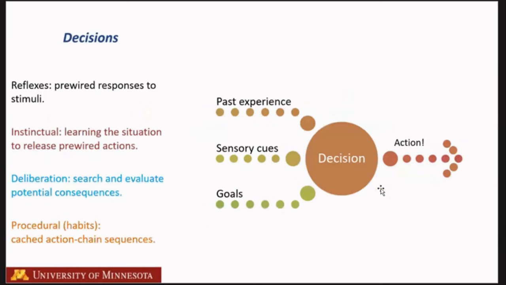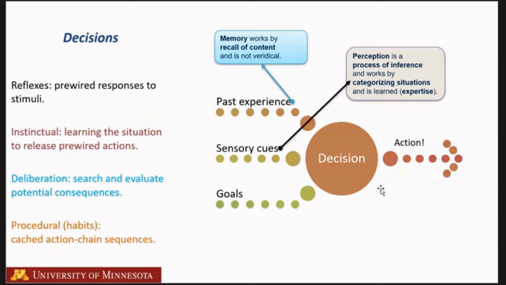So this set of systems is the beginning of the story. I want to point out that in the neuroscience world, we know how memory is stored. We know the mechanisms of memory, that it works by a recall of content, that it's not veridical. We know that sensory cues is a process of inference, that it works by categorizing situations, and that expertise is learning what dimensions you need to pay attention to correctly infer things. That has consequences.